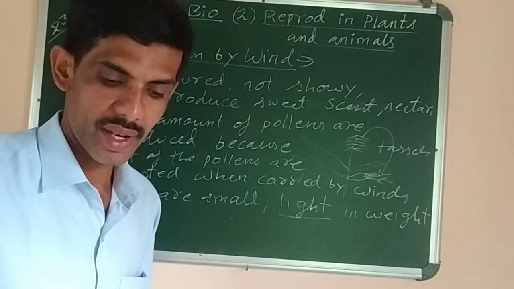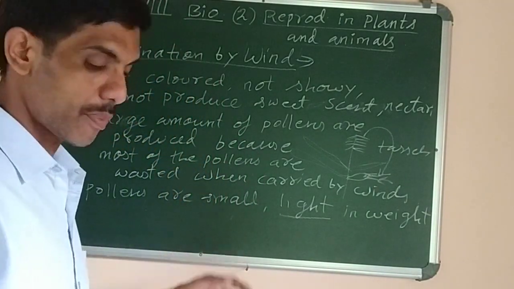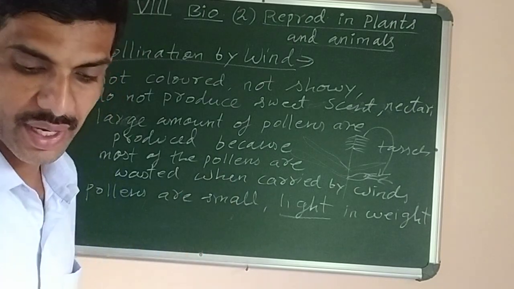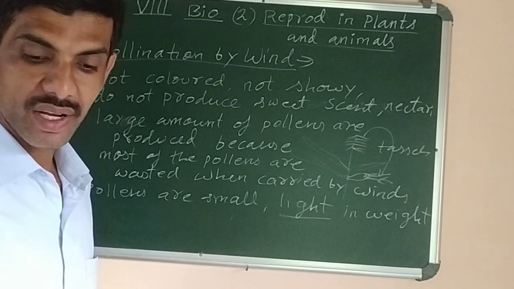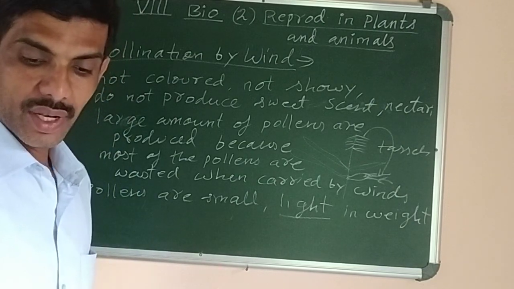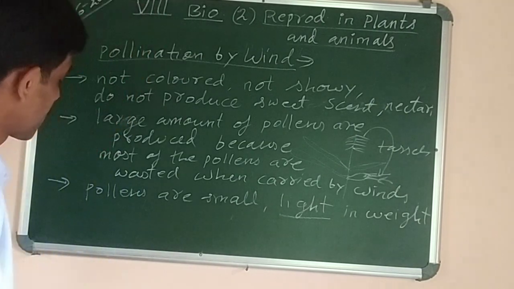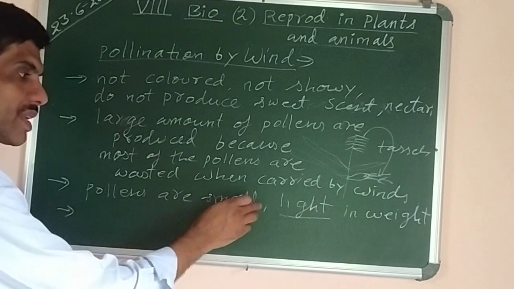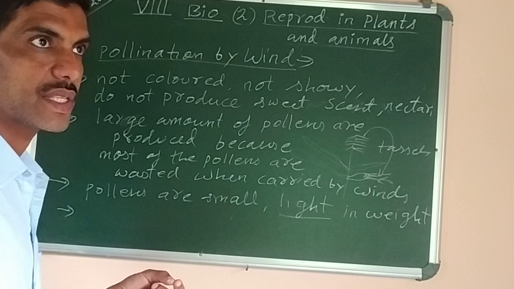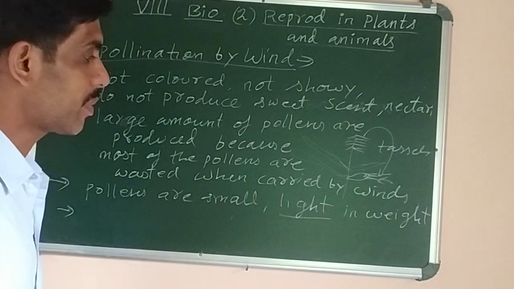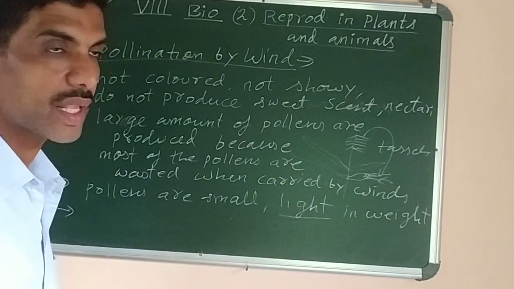Okay? And the next one is, the pollens are produced in large quantity. Already I said, they are small, they are neither scented nor brightly colored. And the last point, the pollen grains are small, light in weight. Why? Because if they are small in size, they can be carried by the wind. If they are light in weight, the wind can easily carry them.